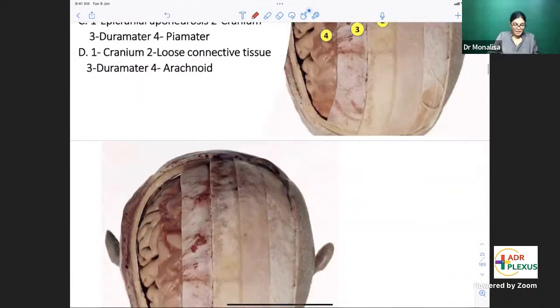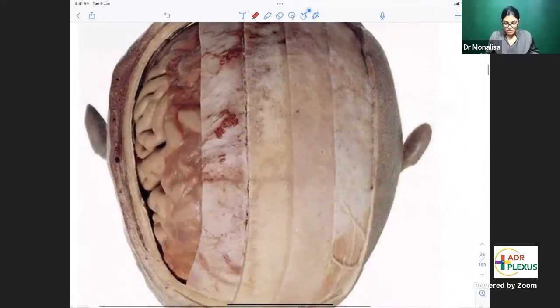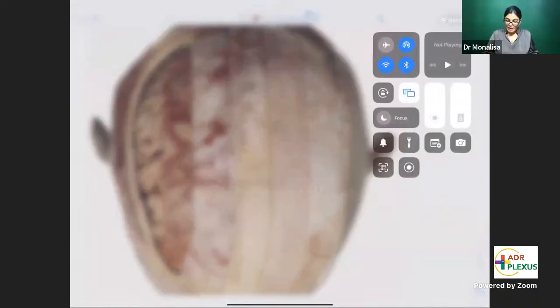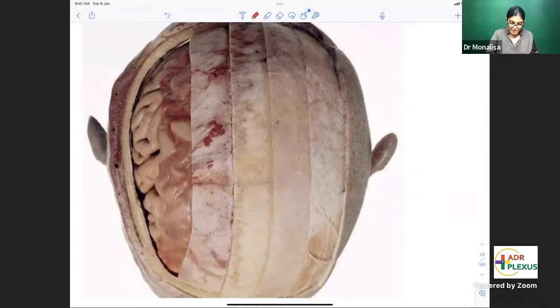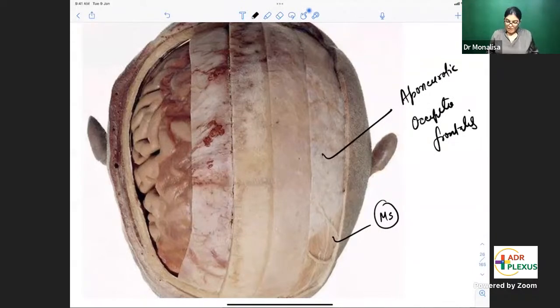So let me just check this cadaveric image and help you to understand the layers. When I'm enlarging this image, you can very correctly identify. You can see here the muscle belly, the muscles which are shown here. So this is the aponeurotic layer for the occipitofrontalis muscle, the belly and aponeurotic layer which has been shown.